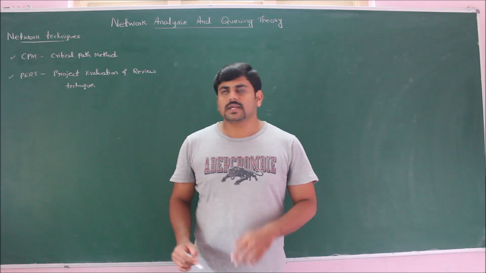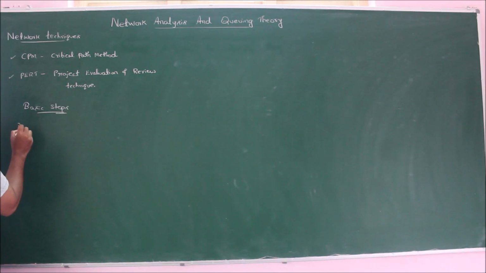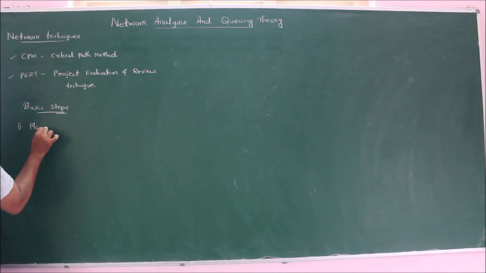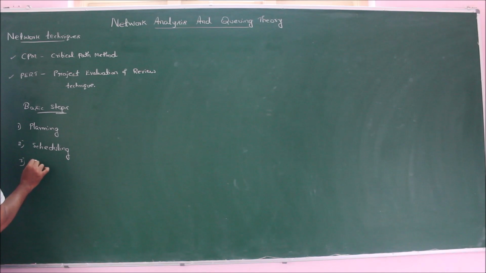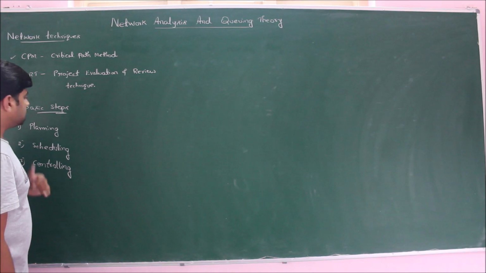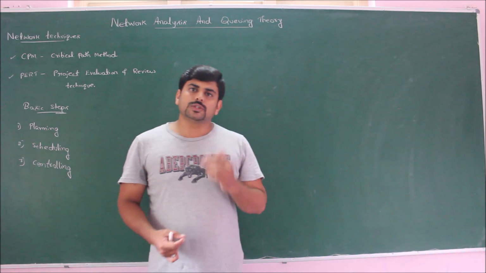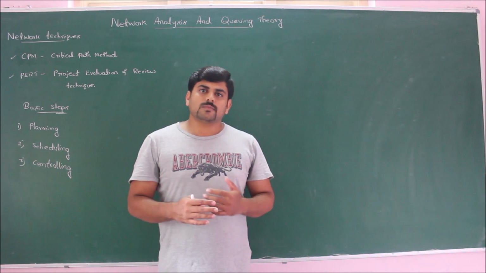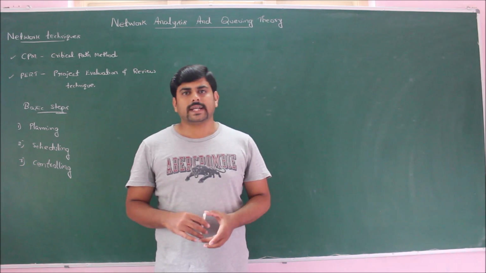The basic steps involved in these network techniques are: the first step in network analysis or in PERT and CPM is planning, the second step is scheduling, and the third and final step is controlling. In the first step, planning, we will divide the huge project into n number of small projects, and also we will divide these projects into small activities.